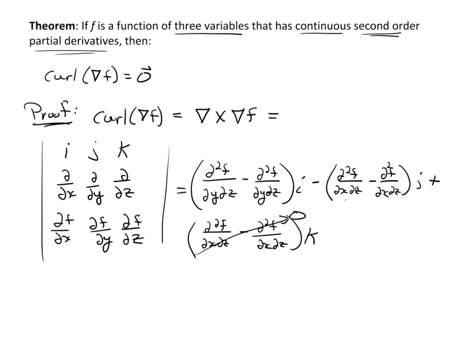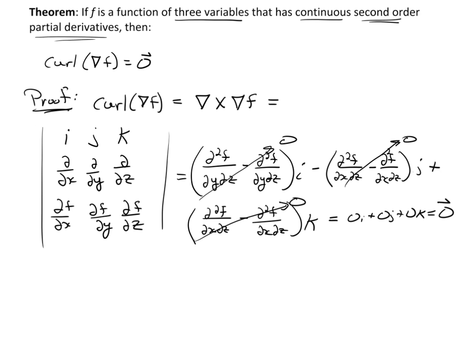These are exactly the same. That's 0. They're actually exactly the same thing. So obviously that is 0. So this is actually going to be equal to 0i plus 0j plus 0k, which is the definition of the zero vector.